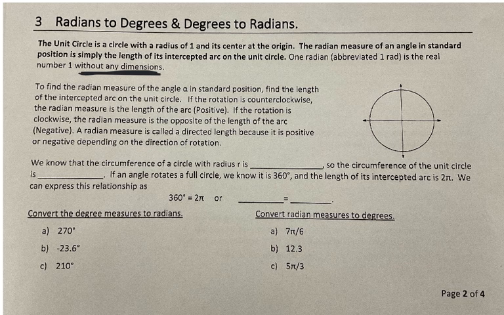That makes it easier to do calculations with radians. To find the radian measure of angle alpha in standard position, find the length of the intercepted arc on the unit circle. If the rotation is counterclockwise, the radian measure will be positive. If the rotation is clockwise, the radian measure will be negative. Same stuff we've already talked about. A radian measure is called a directed length because it's positive or negative.